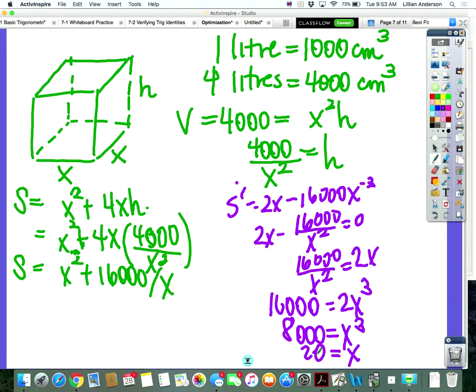If you're unsure what the cube root of 8,000 is, what's the cube root of 8? What's the cube root of 1,000? Multiply them together.